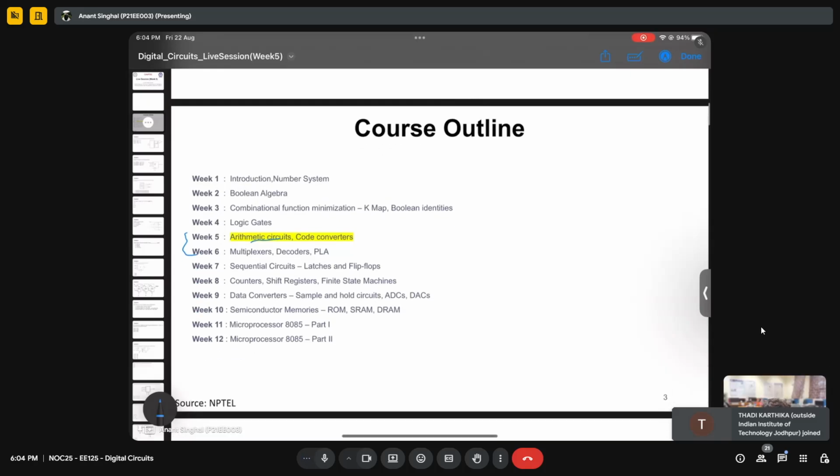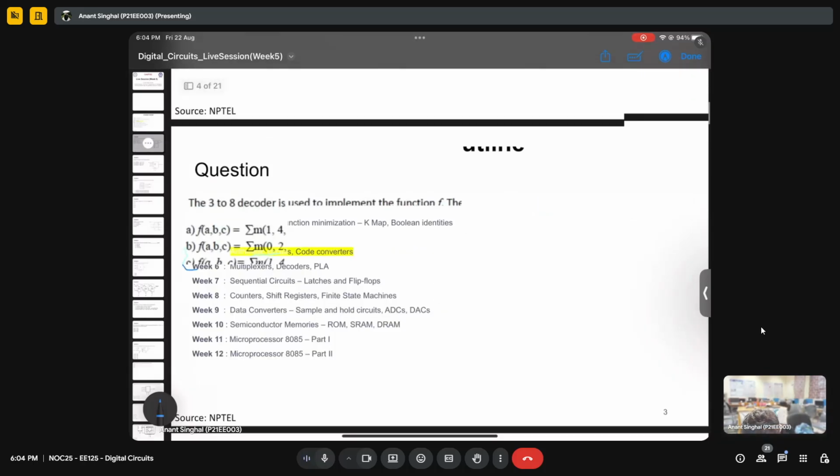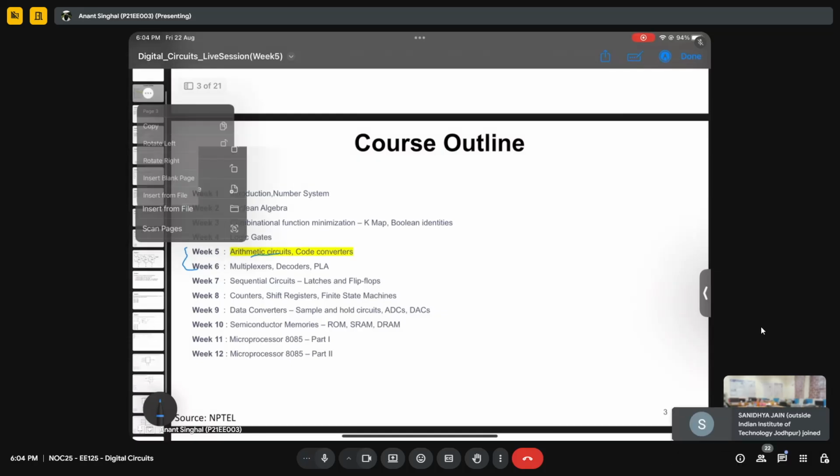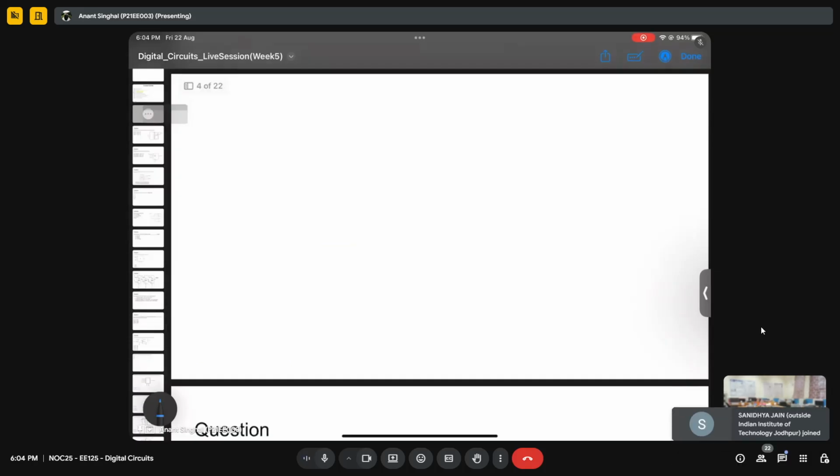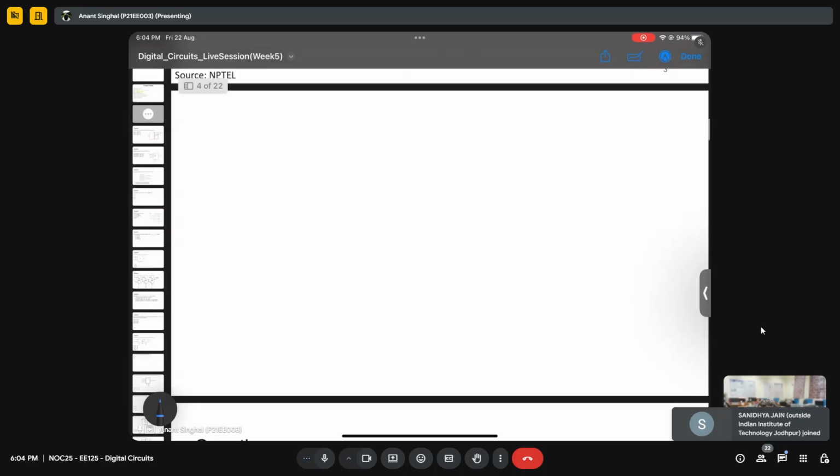Maybe we can start with very simple problems. I think I don't have very simple problems initially. So let's see. Let me start with a very basic explanation of a multiplexer. Can anyone tell what a multiplexer is? I think the course has already covered that.